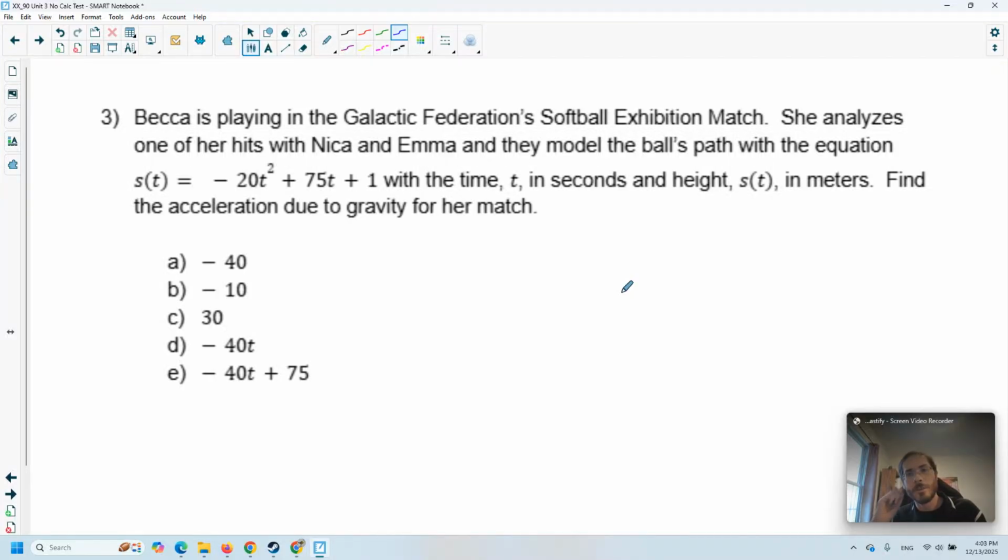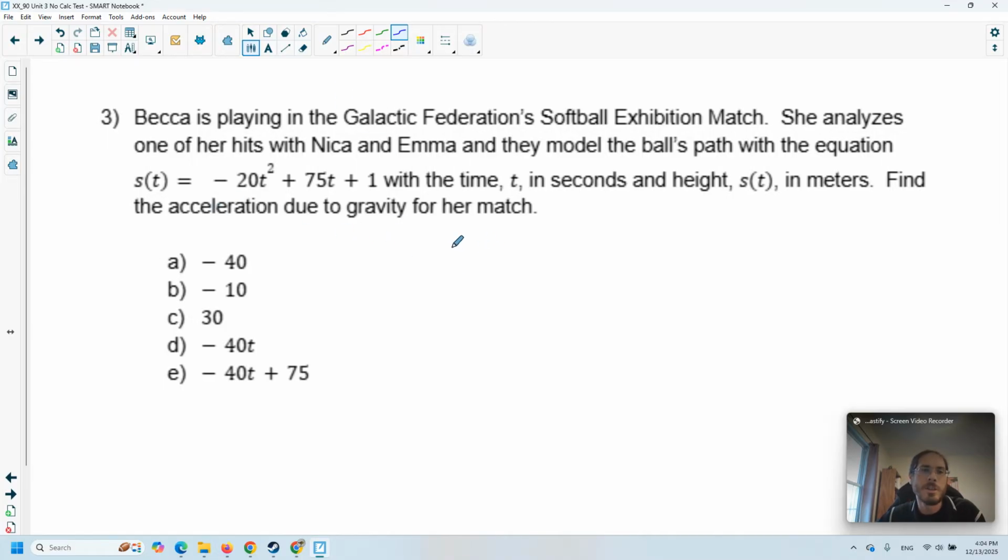3, we have the Galactic Federation softball exhibition match. She's going to analyze one of her hits with Nika and Emma as they model the ball's path with the equation s of t equals -20t squared plus 75t plus 1, with time t in seconds and heights s of t in meters. We need to find the acceleration due to gravity for her match.